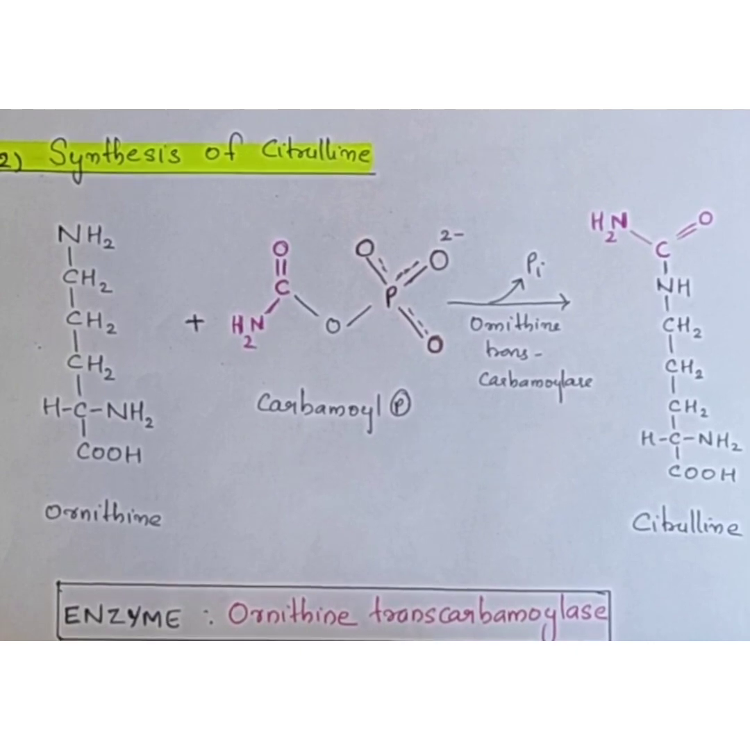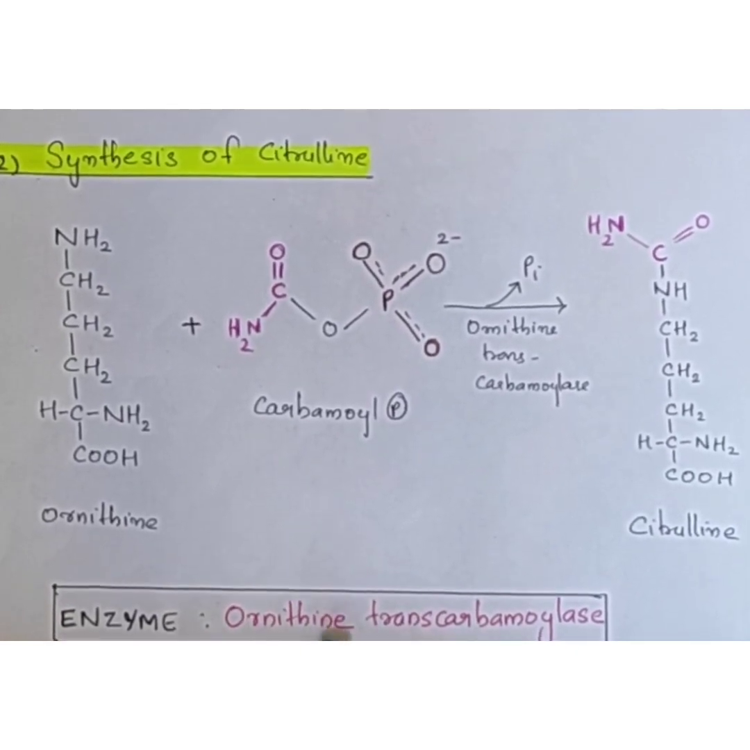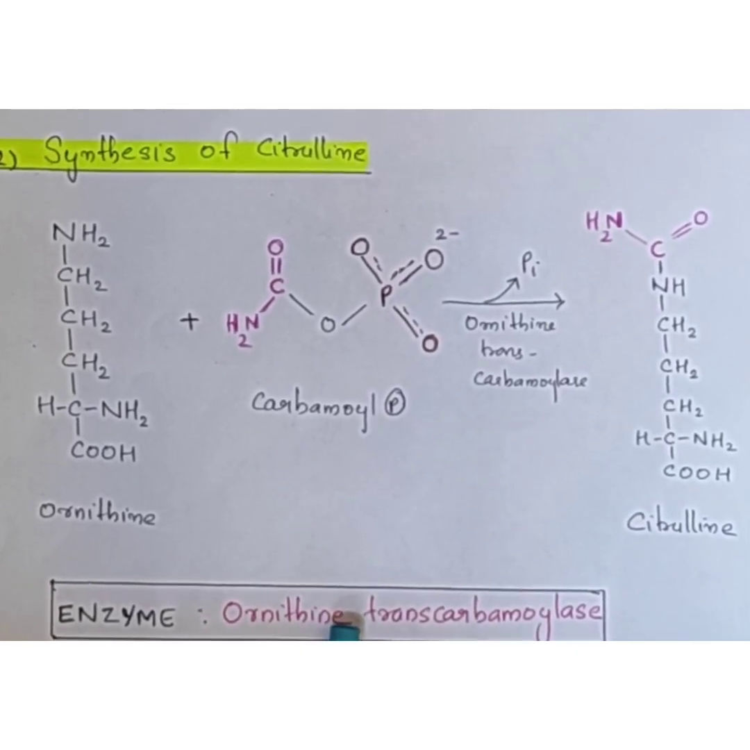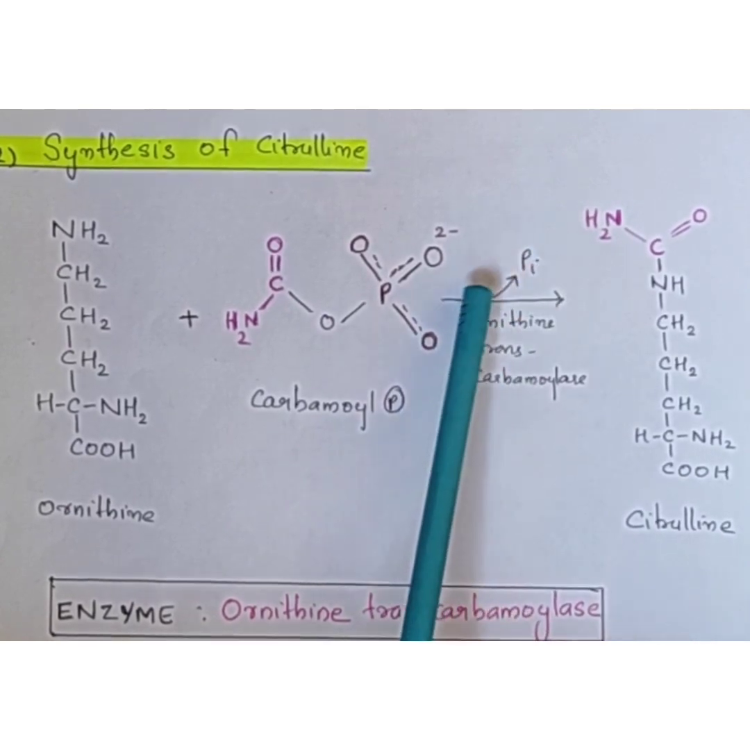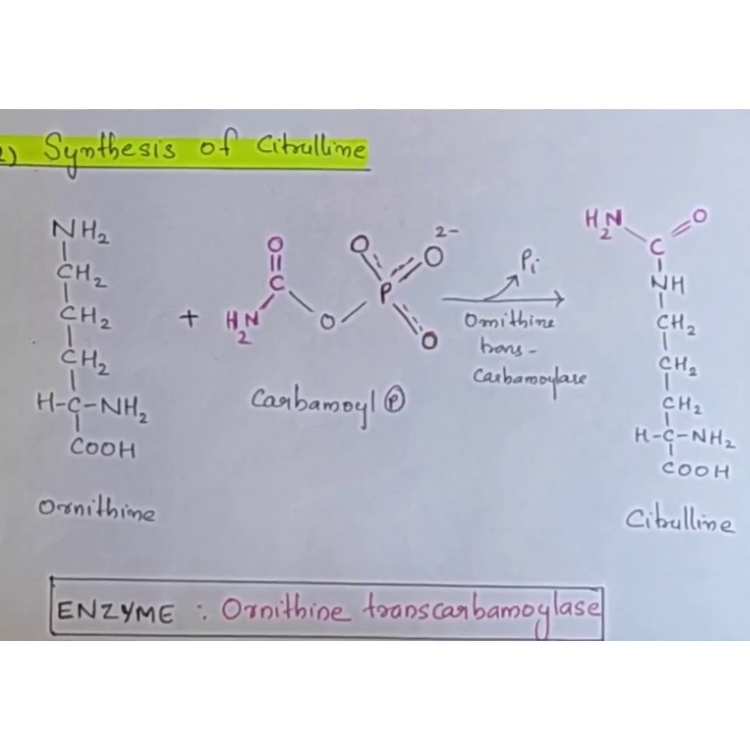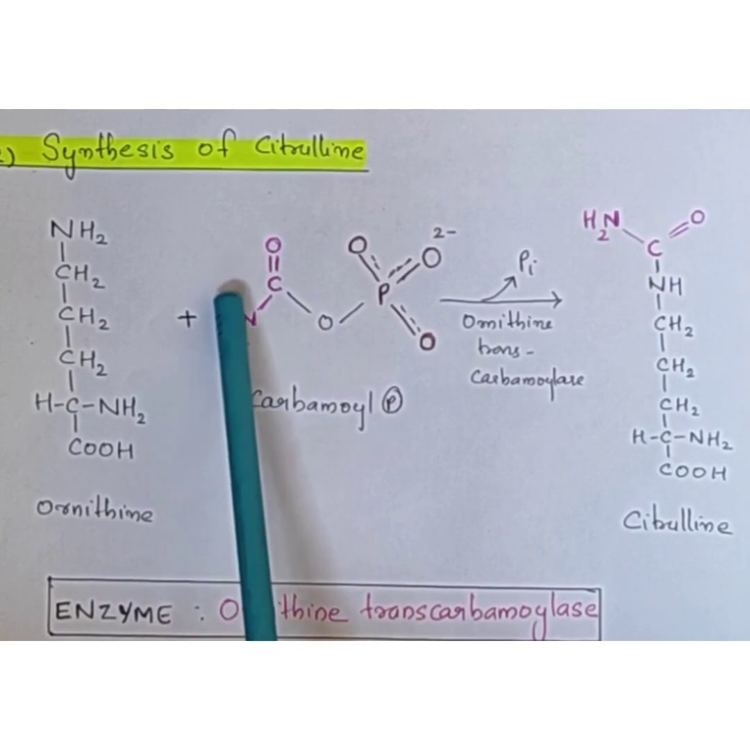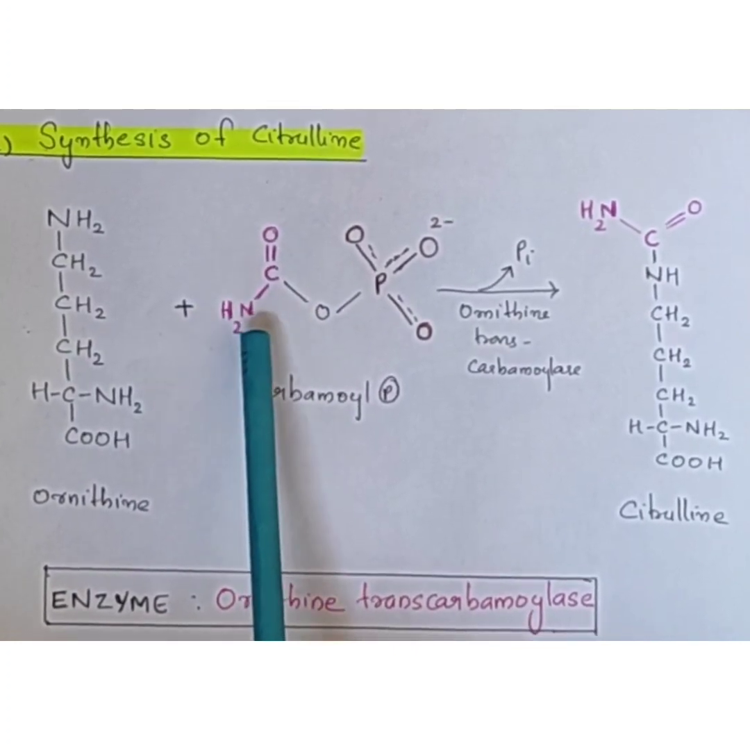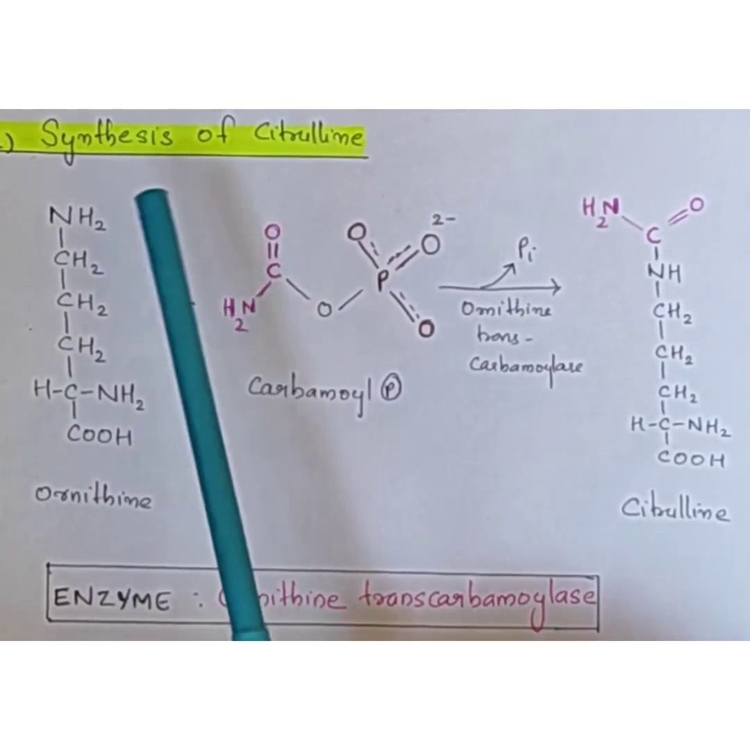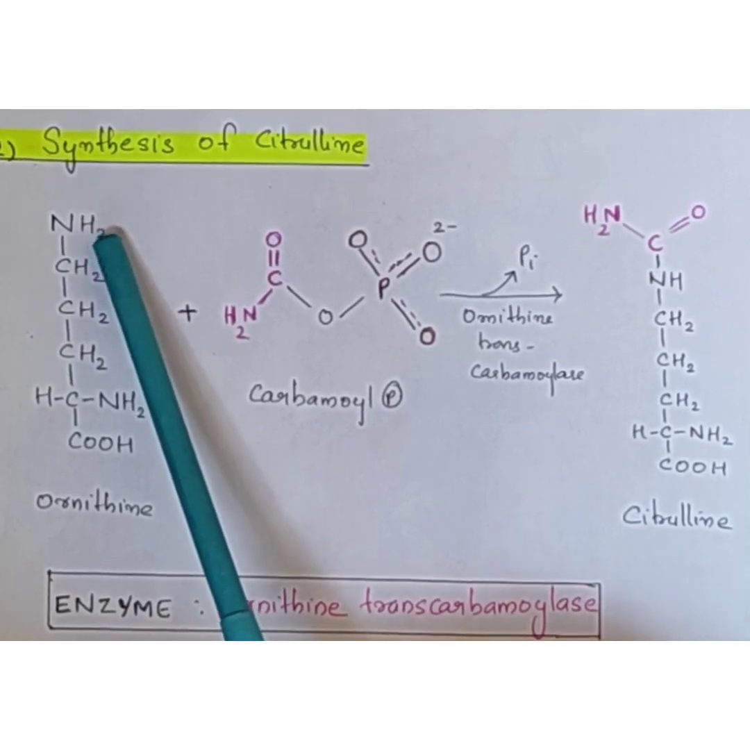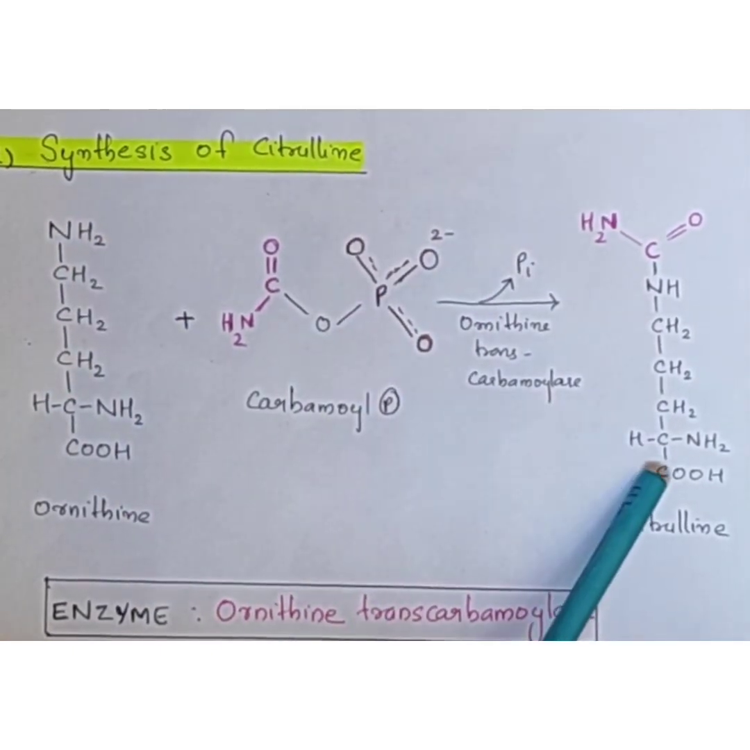This reaction takes place in the presence of the enzyme ornithine transcarbamylase with the release of inorganic phosphate. If you look here, this is the carbamoyl group of carbamoyl phosphate, and this group reacts with the amino group of ornithine to form citrulline.